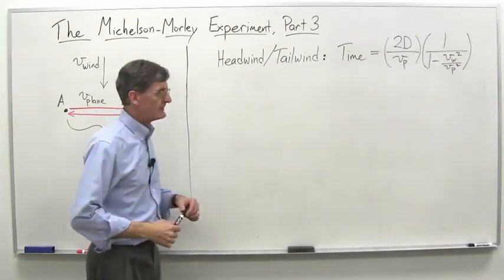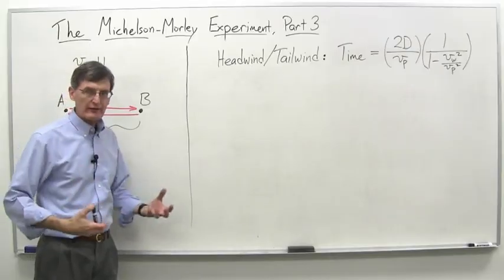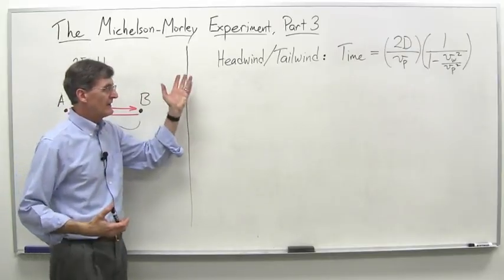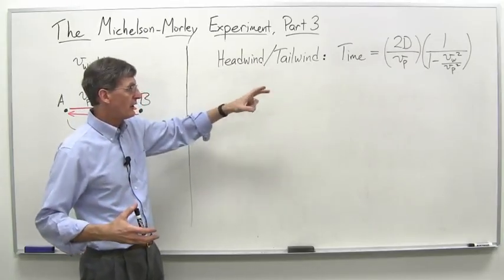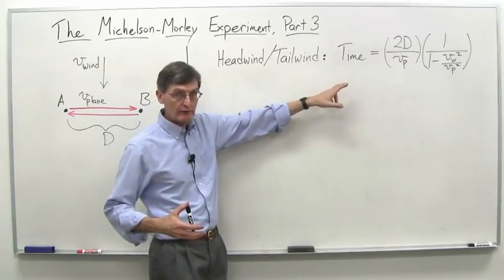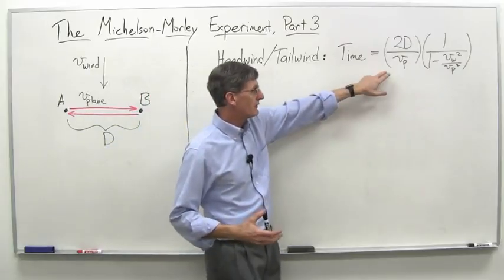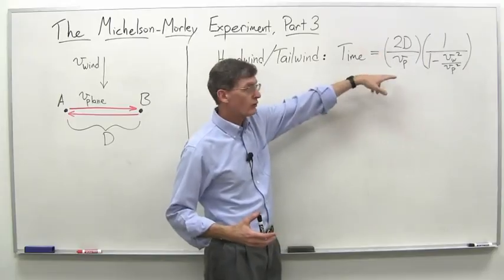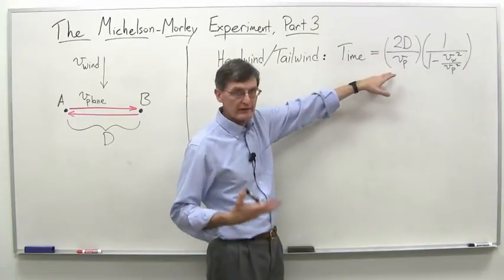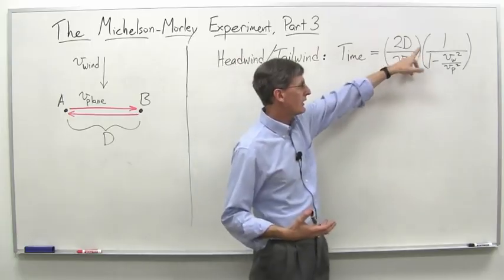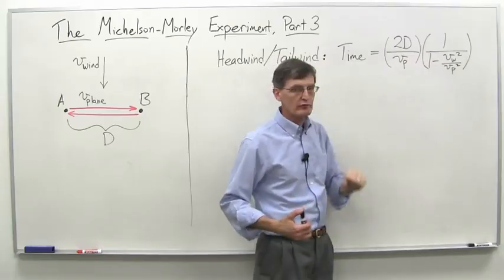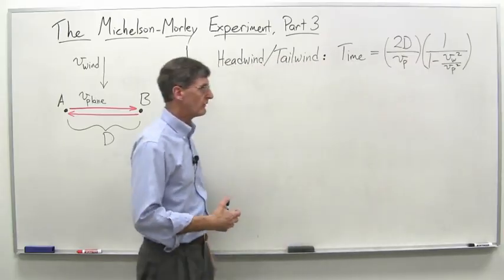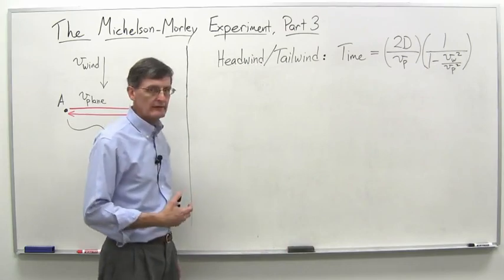On to part 3 of our analysis of the Michelson-Morley experiment. Remember, we did the headwind, tailwind case using the airplane example and found that the round-trip time was of this form here: 2d over v sub p, where v sub p is the plane, times a factor of 1 over 1 minus vw squared over vp squared, where vw is the velocity of the wind.